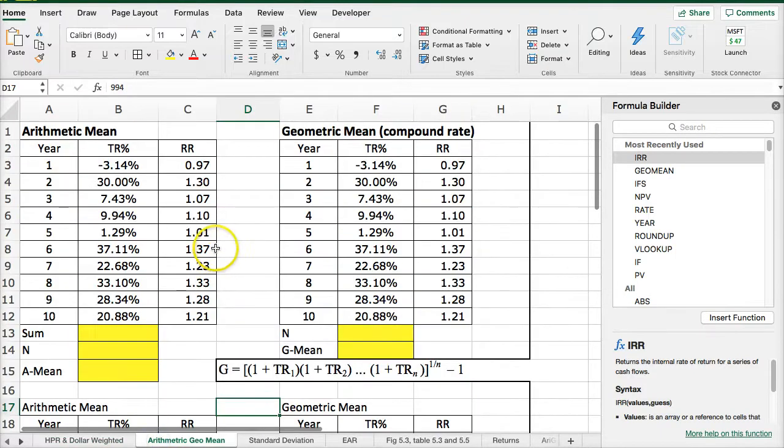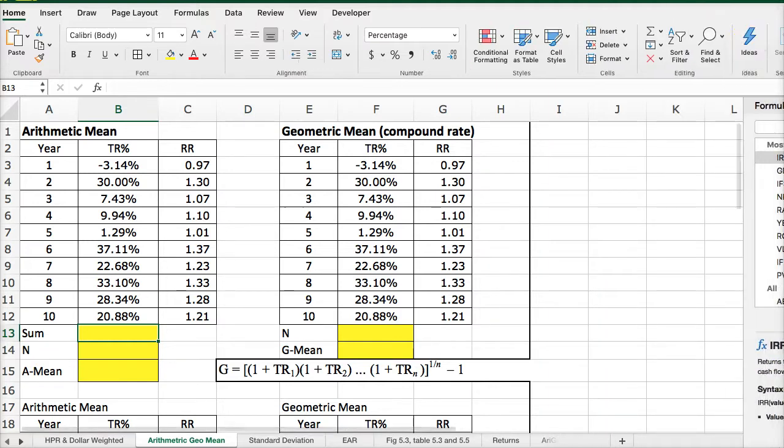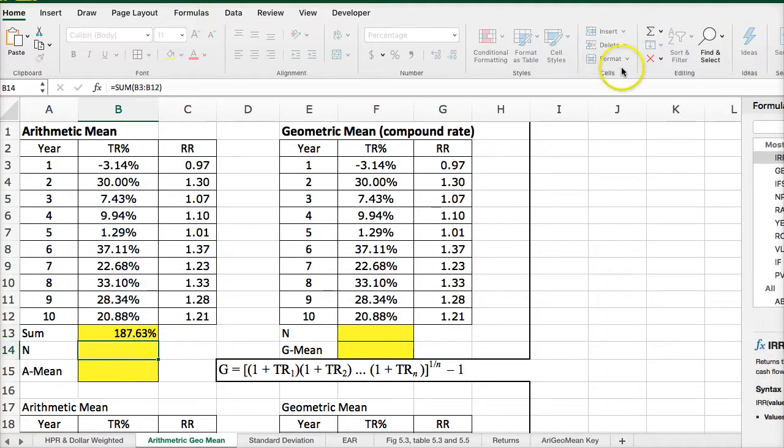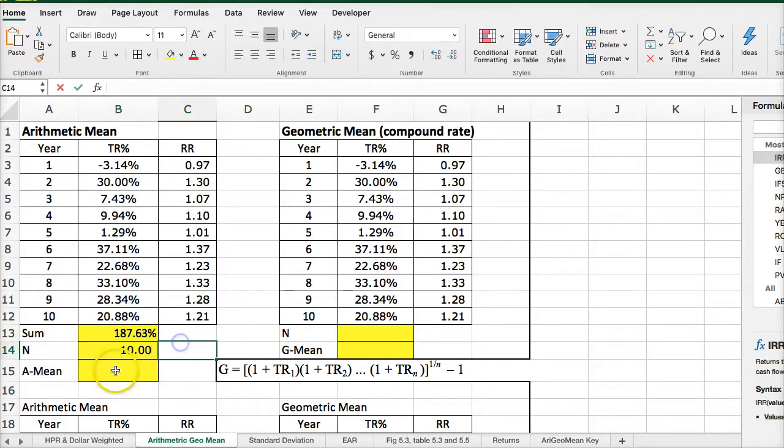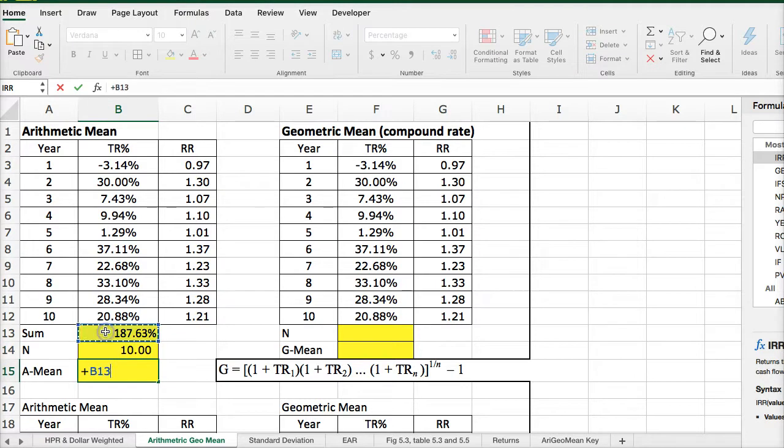Okay, let's move to arithmetic and geometric mean. So here, what we want to do is first get the sum. There's an auto sum function in Excel here, and it's this little summation symbol. So I can just do a quick auto sum. N would be the number of periods here, which is 10. And then the mean would simply be the sum divided by the periods. So this would be the arithmetic mean.